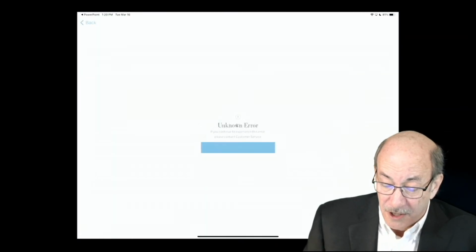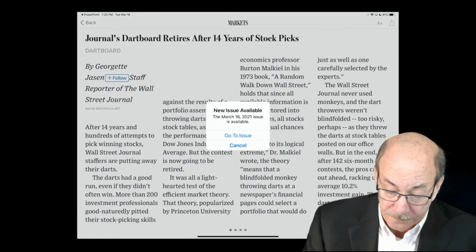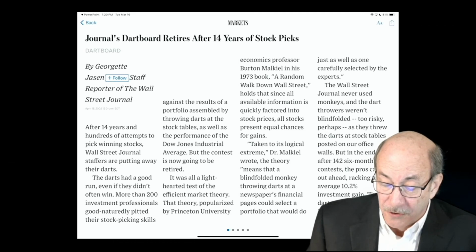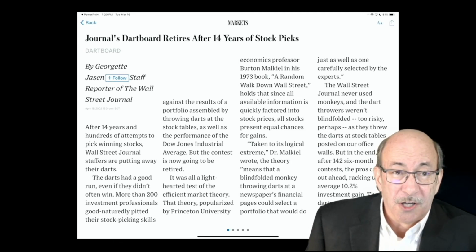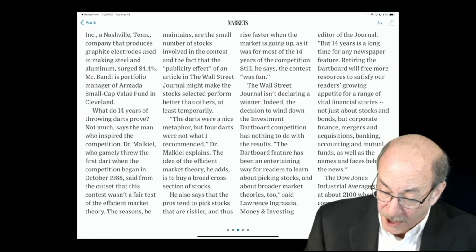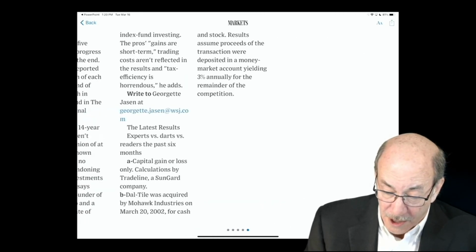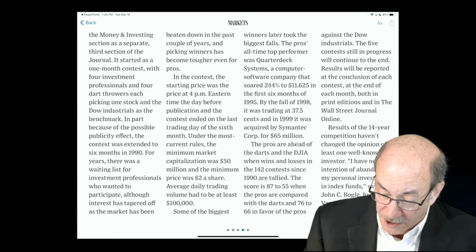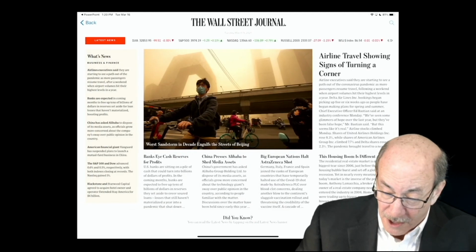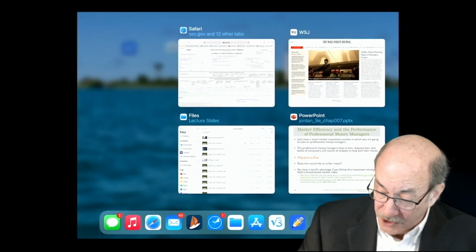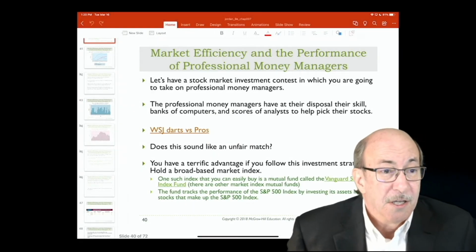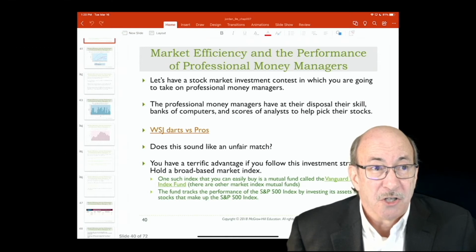So here's a little article about when they retired that column, and it gives you the details of what was done and how it turned out. One thing I wanted to show you, and I don't see it in this particular article, is that they had a chart. I don't know why it's not in this version of it. When I was online in my browser, it did show up. But there is a chart that shows essentially how well the darts did vis-a-vis the managers.